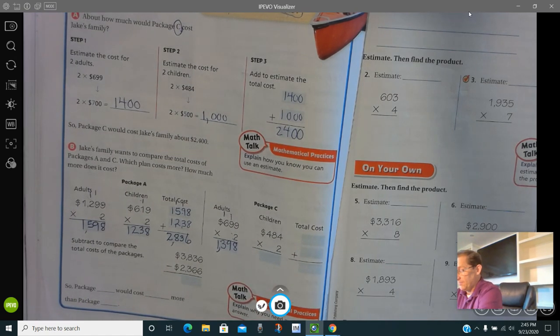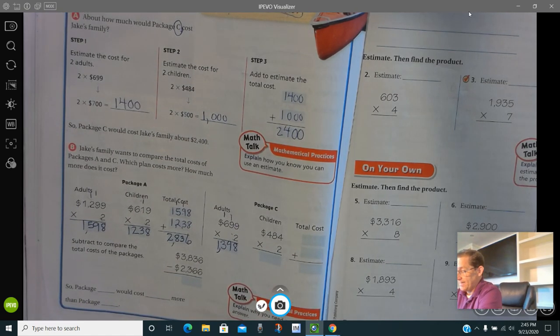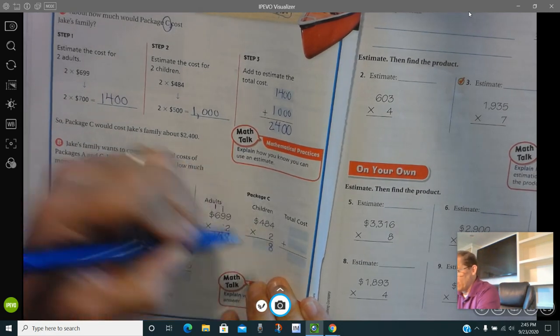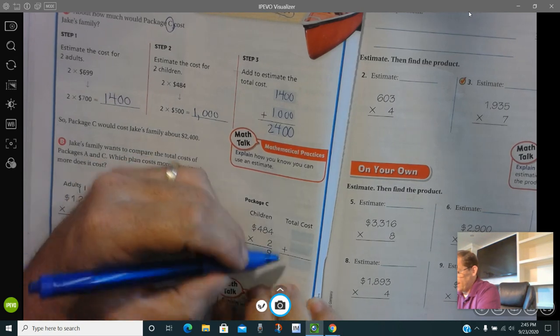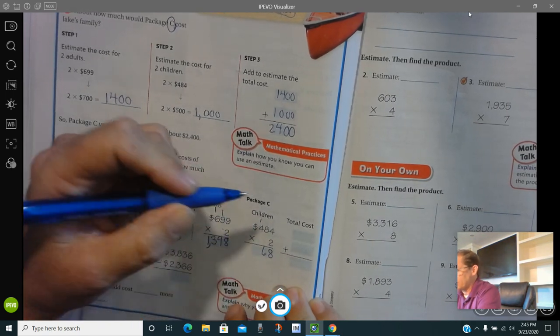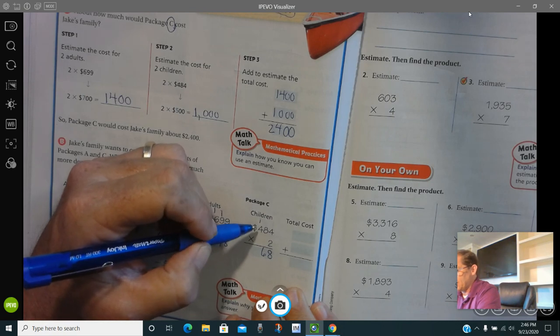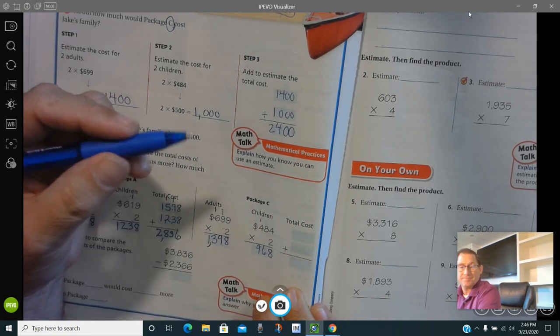Okay, so the adults in package C cost $1,398, and the children, 2 sets of 4 is 8 ones. 2 sets of 8 tens is 16 tens. Regroup 10 of the tens as 100. 2 sets of 400 is 800, plus one more is 900.